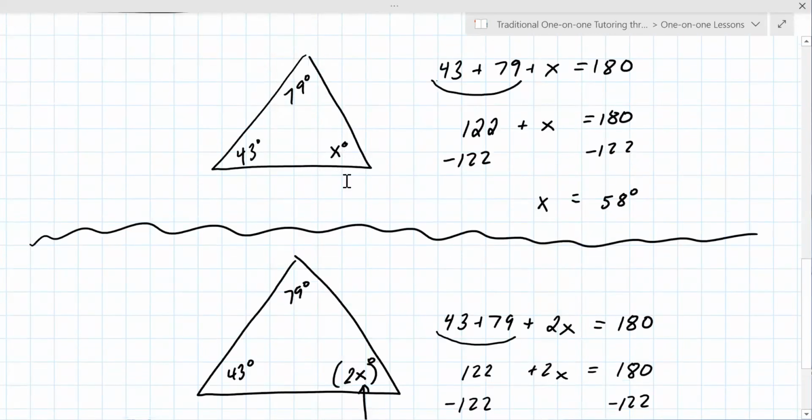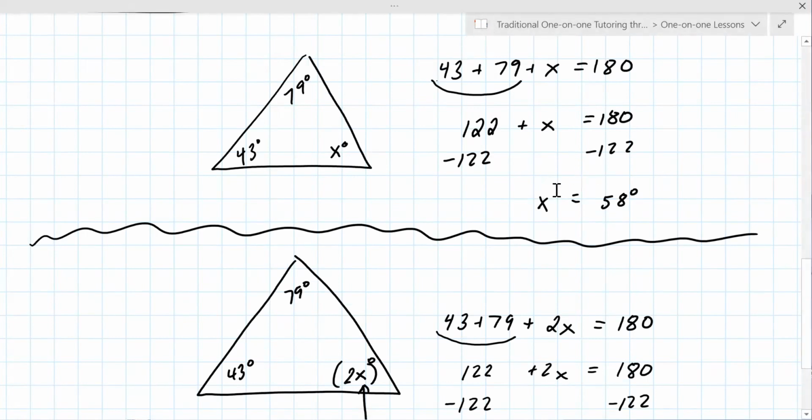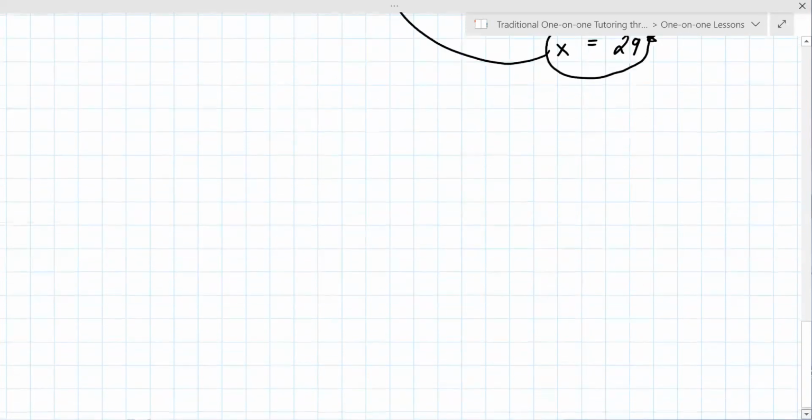So what I'm trying to show you here is that sometimes you get a value of x, but more often you get a value of x and you have to put it back into the equation. And we'll see that in this next problem here.